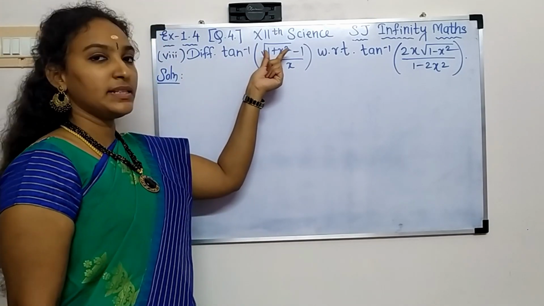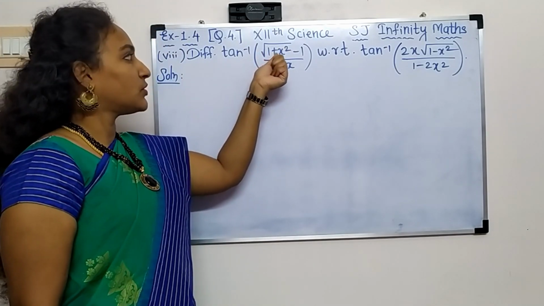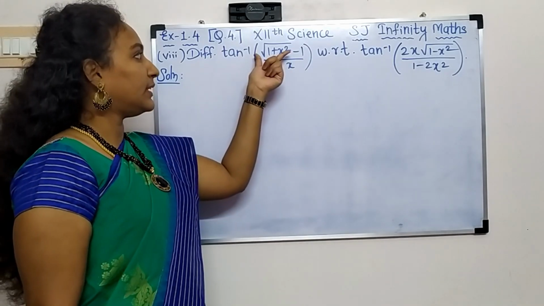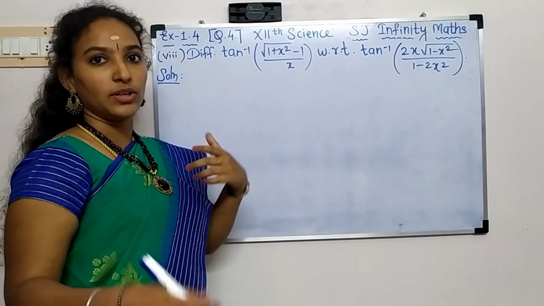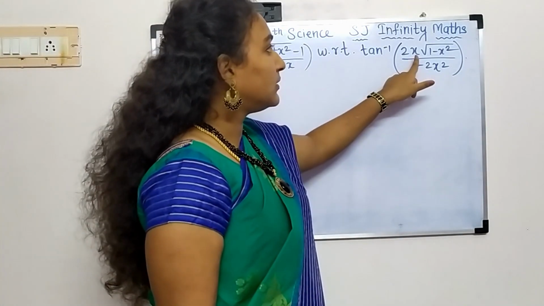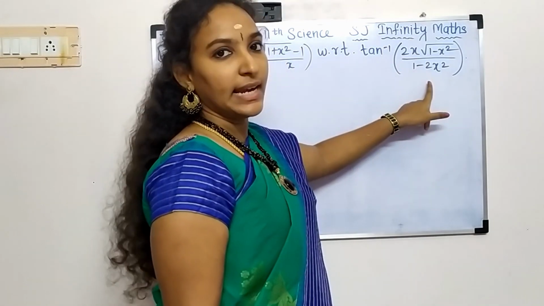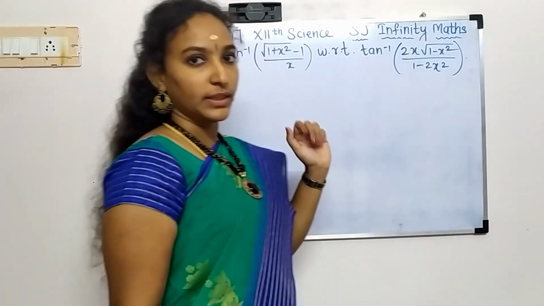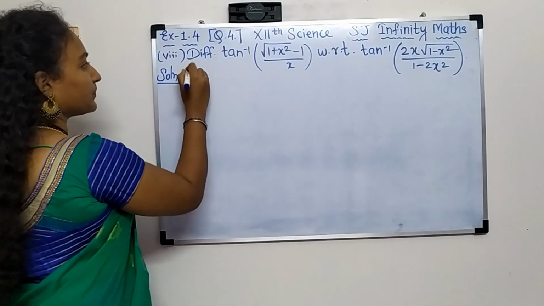See, we have 1 plus x square. So whenever you put x equal to tan theta, then we have 1 plus tan square theta equal to sec square theta. Here we can put in place of x sin theta so that this can be transformed into tan 2 theta. Let us start with that now.